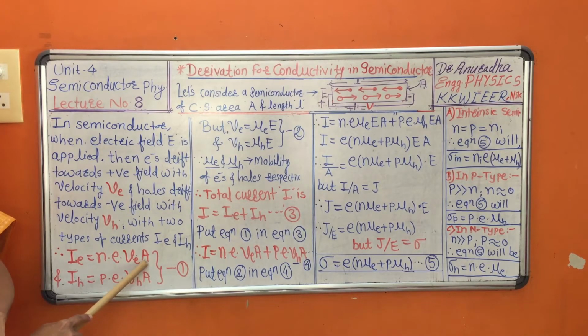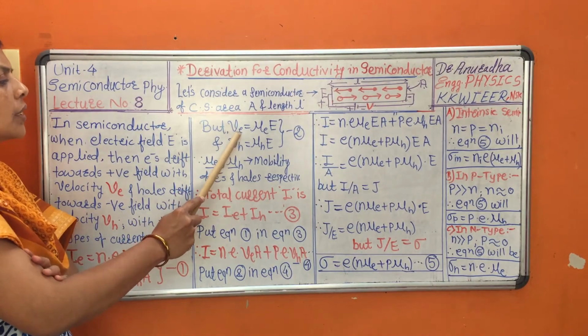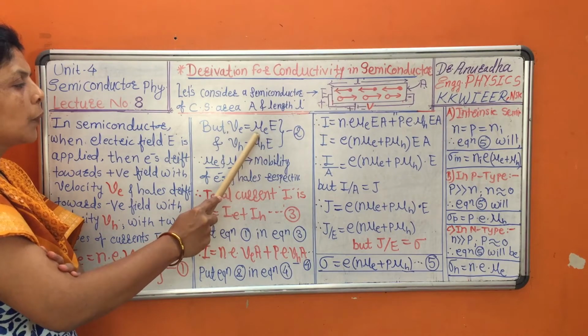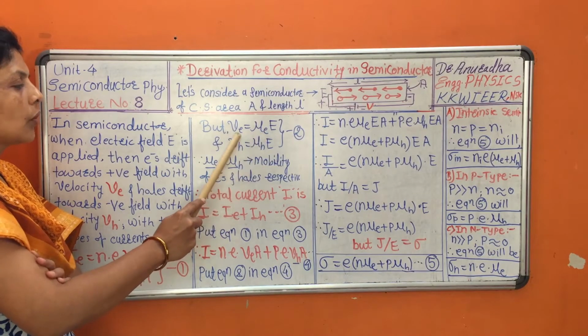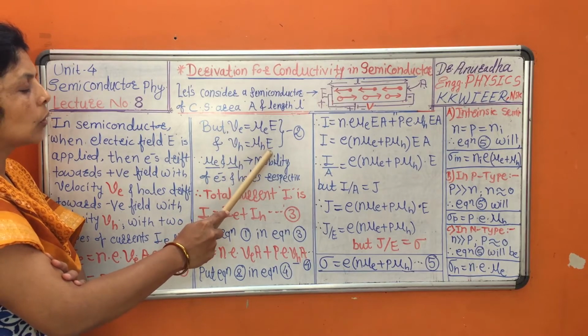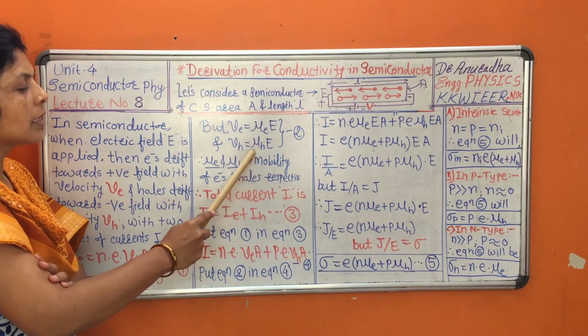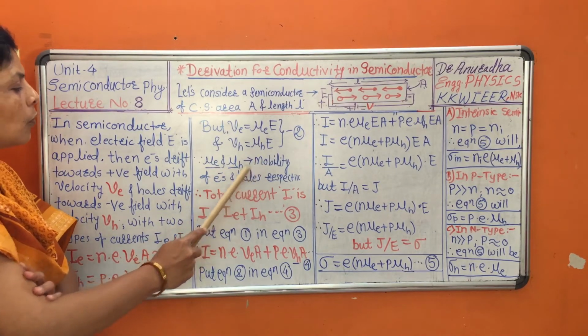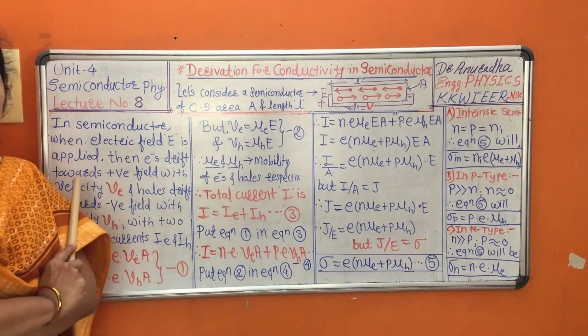The cross-sectional area is common for both electrons and holes, and let us call both of these equations equation 1. In parallel, as we studied in the earlier derivation, VE is the drift velocity due to electric field, and the proportionality constant is mu E for electrons. Similarly, for holes, drift velocity is directly proportional to E with the proportionality constant being the mobility of holes. So the new terms mu E and mu H are the mobility of electrons and holes respectively.